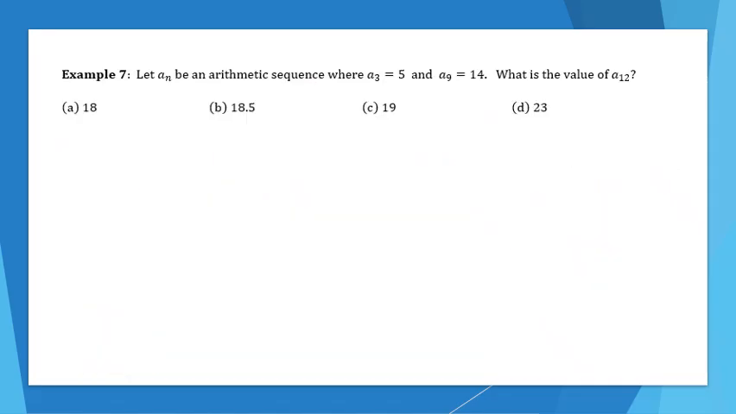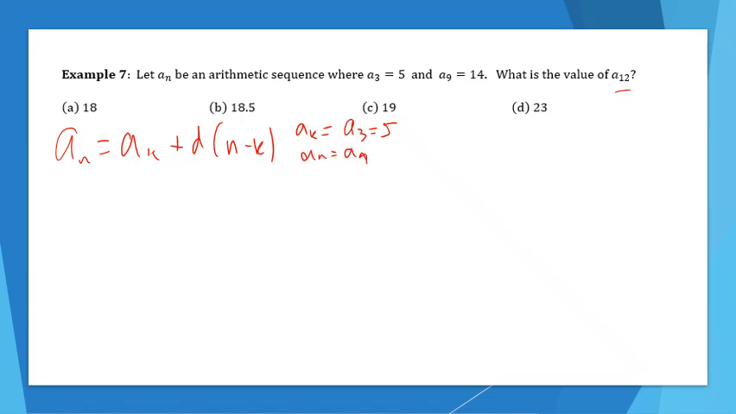Example 7 here. Here we're given two terms again, and we want to find the 12th term. So let's set up our equation. So a of n equals a of k plus d times n minus k. Here our a of k, we're going to set as our earlier term, so a of 3, which is 5. And then a of n is going to be a of 9, which is 14. So plugging it in here, 14 equals 5 plus d times n, which is 9, minus k, which is 3.